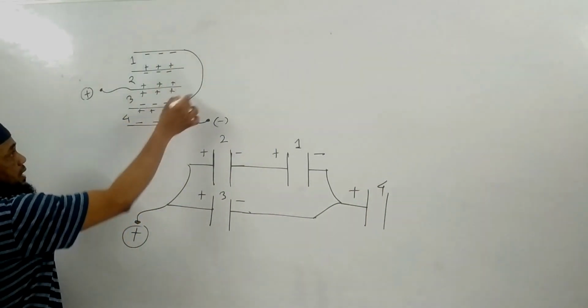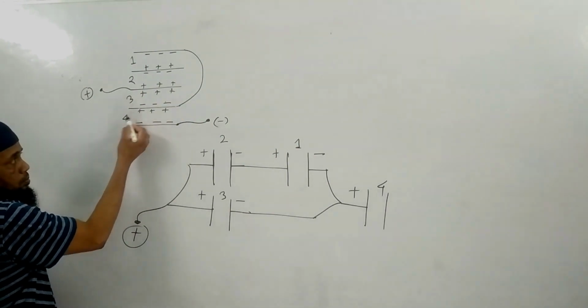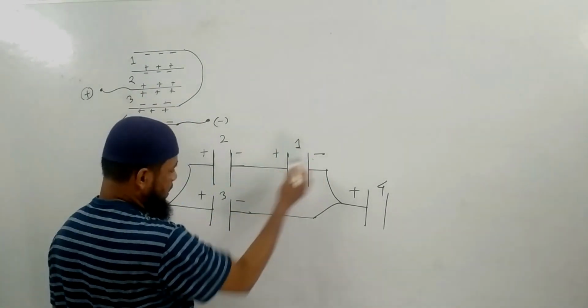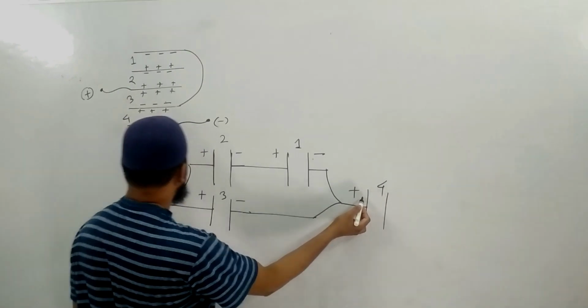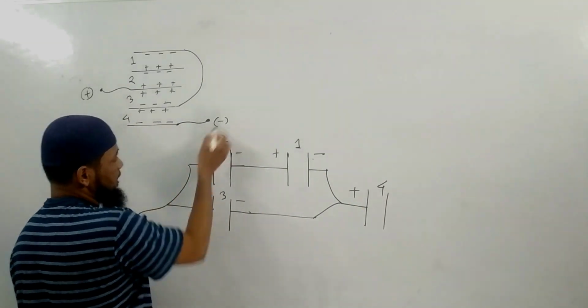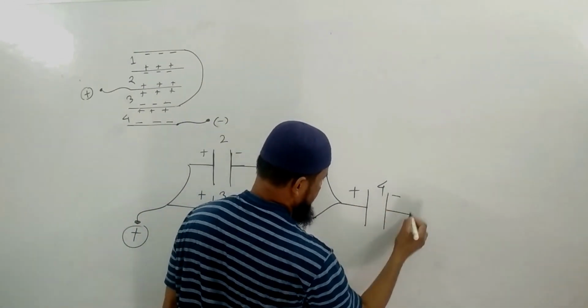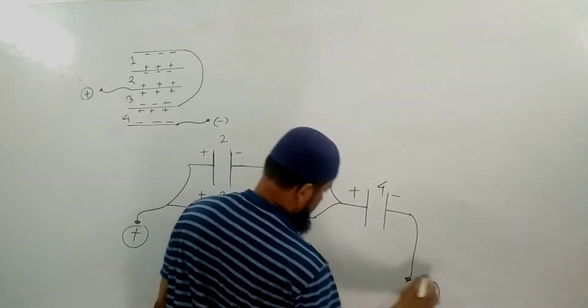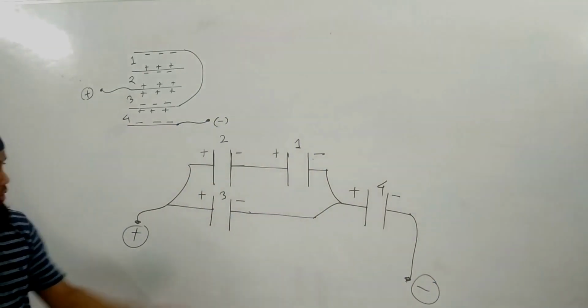Okay, negative of 1 and negative of 3 is connected to the positive of 4. And negative of 4 is connected to the negative terminal of the battery. So what we have found?